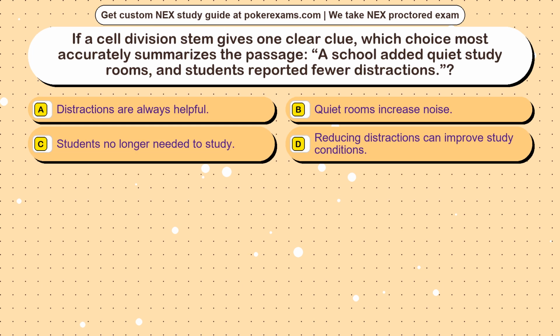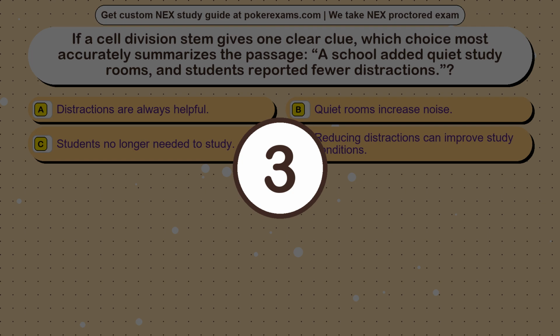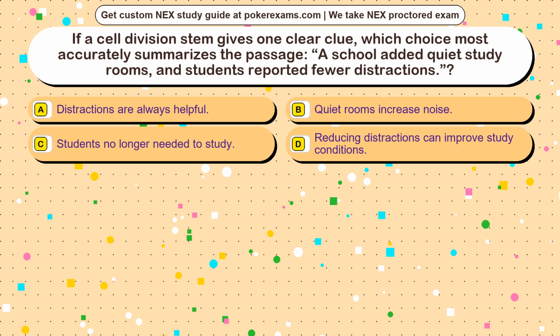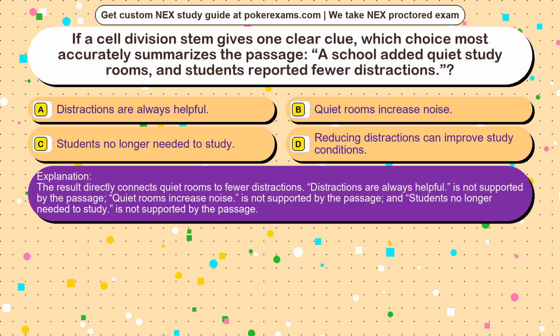Question 4. If a cell division stem gives one clear clue, which choice most accurately summarizes the passage? A school added quiet study rooms, and students reported fewer distractions. Option A, distractions are always helpful. Option B, quiet rooms increase noise. Option C, students no longer needed to study. Option D, reducing distractions can improve study conditions. The correct answer is option D. The result directly connects quiet rooms to fewer distractions. Distractions are always helpful is not supported by the passage, quiet rooms increase noise is not supported by the passage, and students no longer needed to study is not supported by the passage.